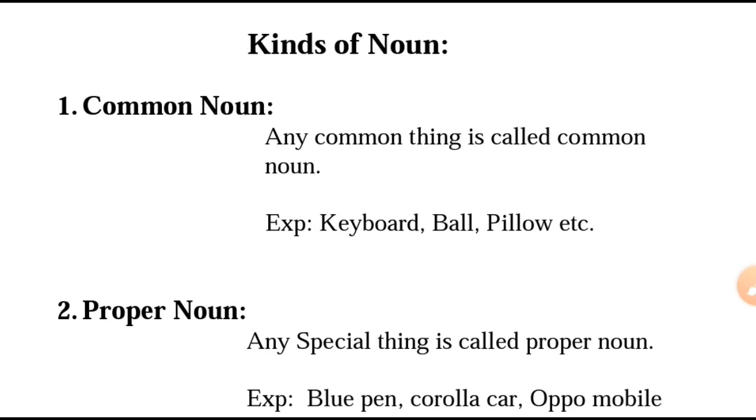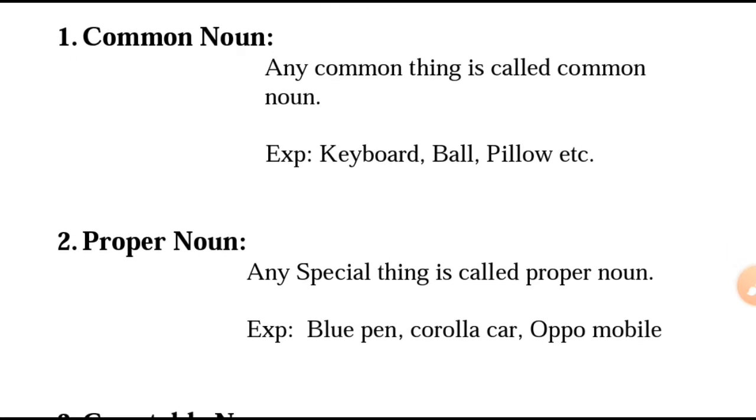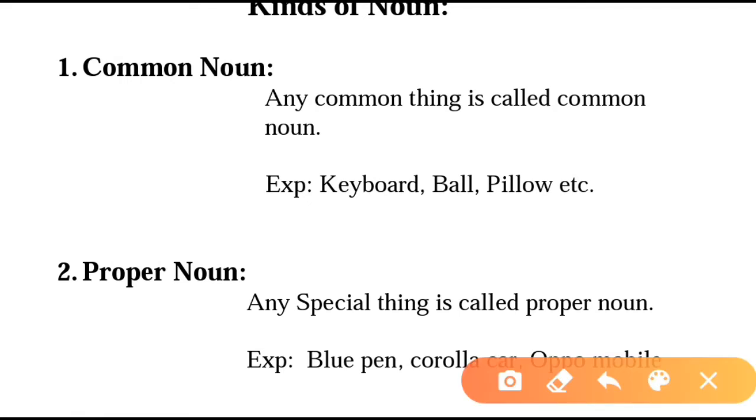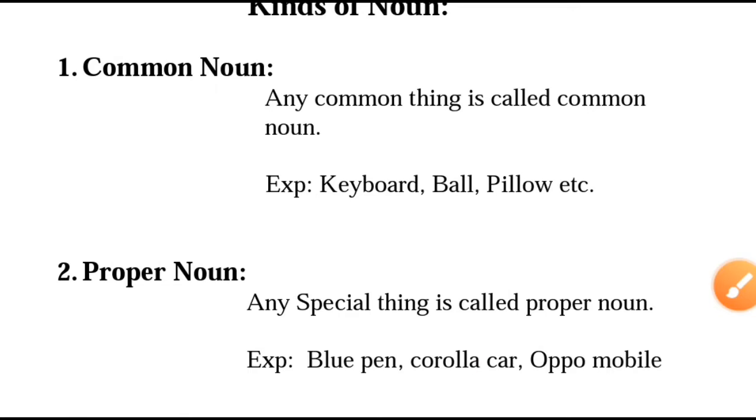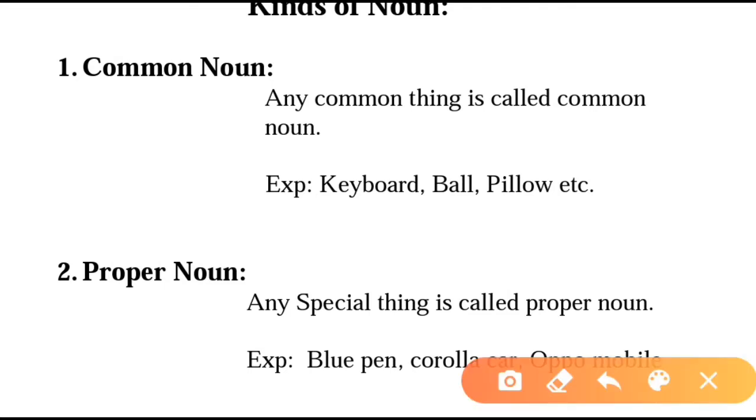So now how will you distinguish the common and proper noun? When you're talking about the proper noun, so you can see the example of it. We have got the example: blue pen, Corolla car, Oppo mobile. So these are all the examples of proper noun. So how can you form proper noun from common noun? What you need to do, you need to add, you can see pen is a common noun. When you add blue in front of it, it becomes proper noun.